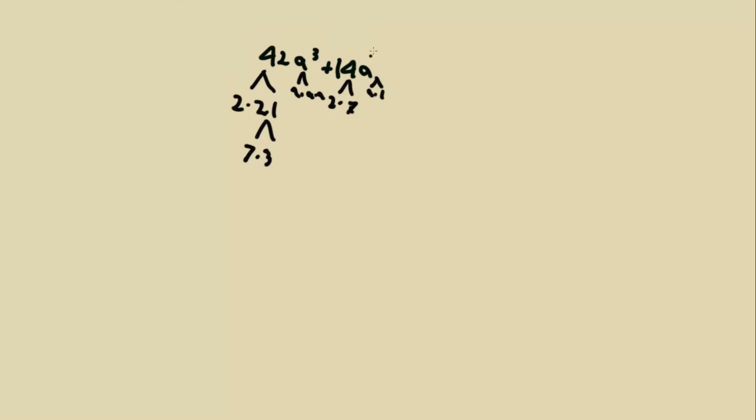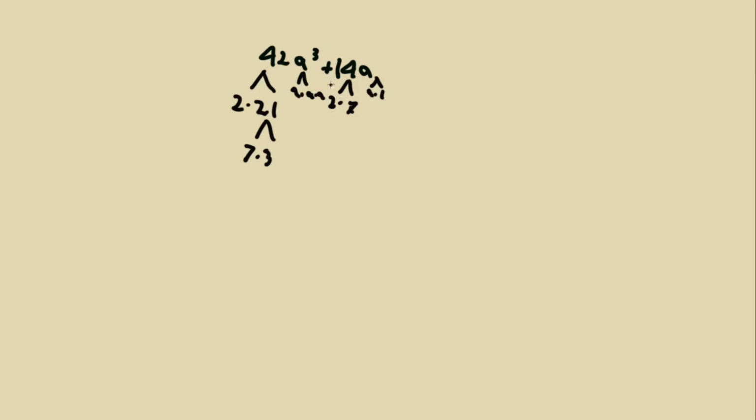For the third example, I'll be showing you something a bit more complicated. Here we have this binomial, 42a cubed plus 14a. Let's start out by making a factor tree and finding the greatest common factor. So 42 can be split into 2 times 21. And then 21 can be split into 7 times 3. 14 can be split into 2 times 7. And then a cubed is just a times a times a, and then a here is just a times 1, right? There's no difference in this one.